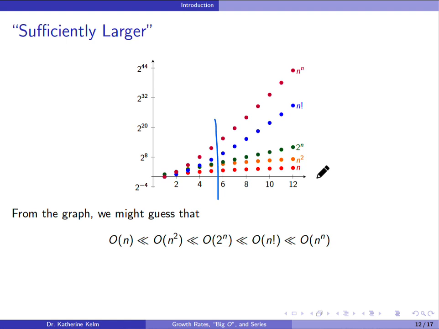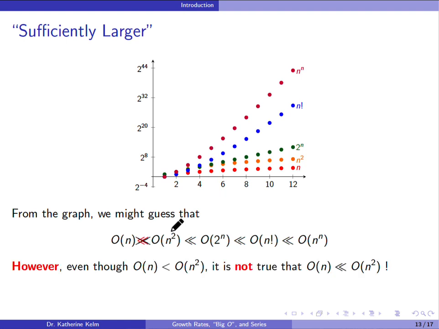So we might guess from the graph, the growth rate of n is the smallest one here, followed by n squared, followed by 2 to the n, followed by n factorial, followed by n to the n. So is it true that all of these have sufficiently greater order than the previous one in order for the series of one over the other to converge?